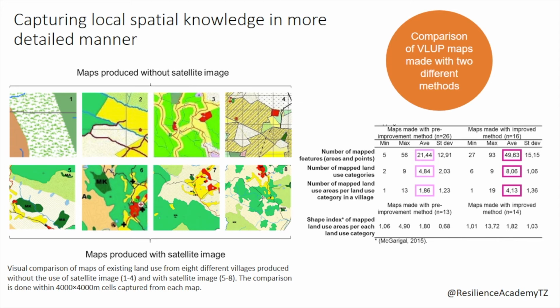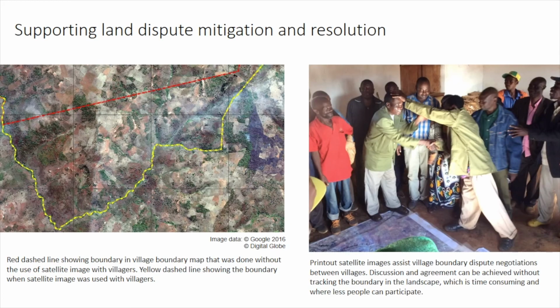This indicates that mapping with satellite image results in more detailed capture of land use information on the maps. The satellite image has been shown to support land dispute mitigation and resolution. On the left, you can see part of a satellite image of a village where the method allowed villagers to map their village boundary more correctly.